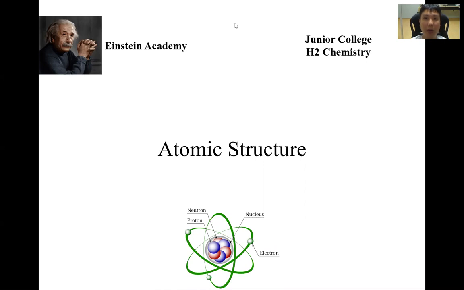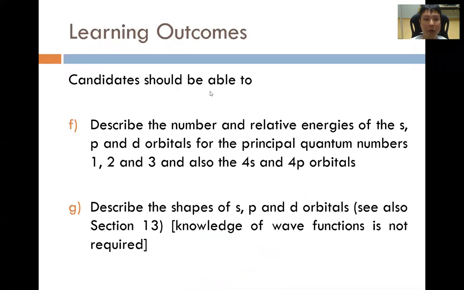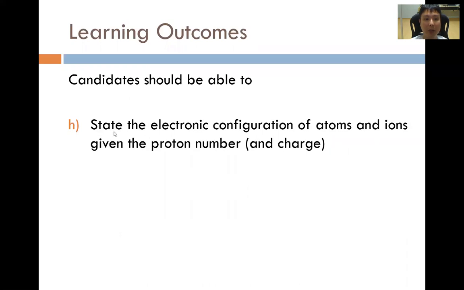In this video, we'll be looking at learning outcomes F, G, and H from the topic of atomic structure from the JC H2 chemistry syllabus. Learning outcome F says that candidates should be able to describe the number and relative energies of the s, p, and d orbitals for the principal quantum numbers 1, 2, and 3, and also for the 4s and 4p orbitals. Learning outcome G says that students should be able to describe the shapes of s, p, and d orbitals. Finally, learning outcome H is to be able to state the electronic configuration of atoms and ions given the proton number and charge.